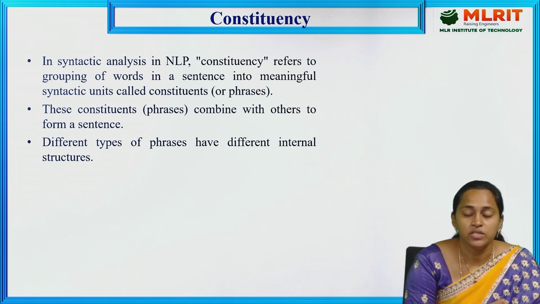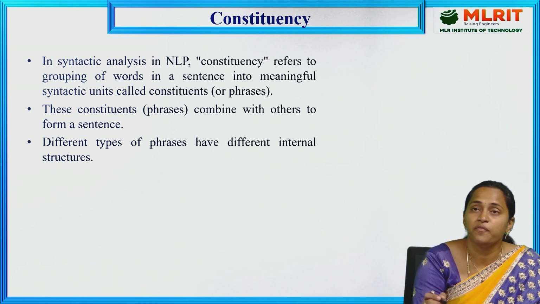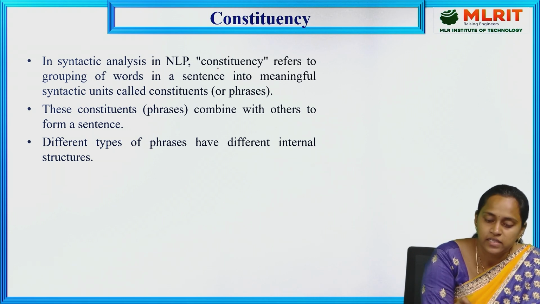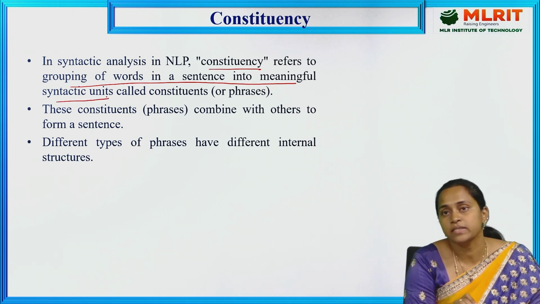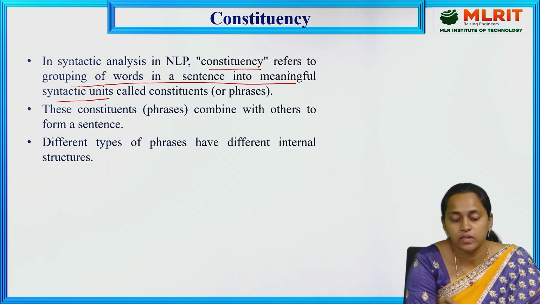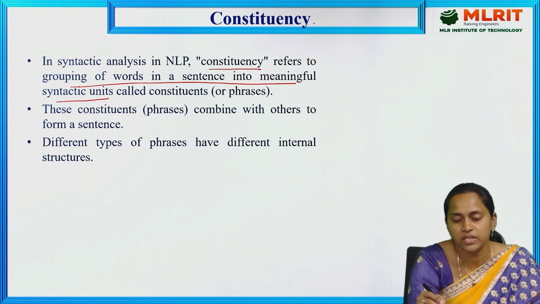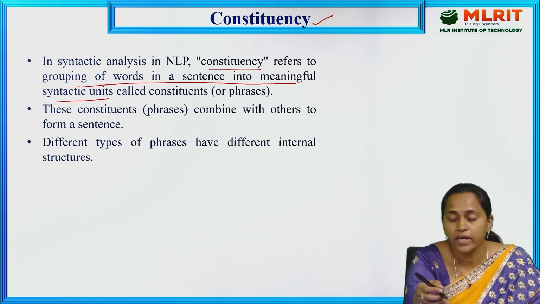Next, see the constituency. In syntactic analysis, constituency is one type of phrase. In syntactic analysis, NLP constituency refers to the grouping of words in a sentence into meaningful syntactic units. We already discussed that syntactic analysis means we have to find a meaningful sentence. How do we find it? By using constituency. Constituency contains two levels: phrase structure level and sentence level. In phrase structure level, there are noun phrase, verb phrase, adjective phrase, and the sentence level.